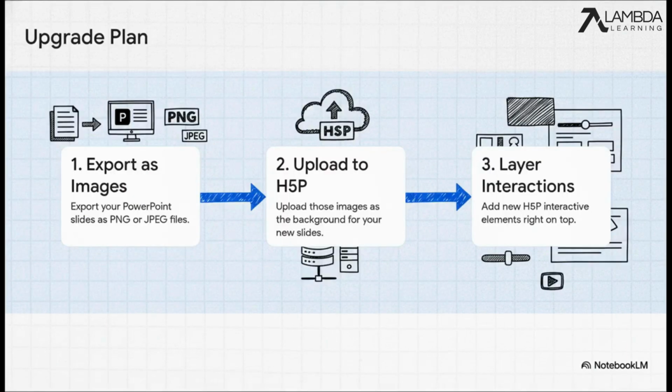Here's the game plan. It's 3 steps. First, you take your PowerPoint presentation and you export all of the slides as image files, so PNGs or JPEGs. Then you go into your new H5P presentation and upload those images as the background for each slide. And finally, you just start layering the new interactive H5P elements right on top. See, you're not starting over, you're just upgrading what you already have.